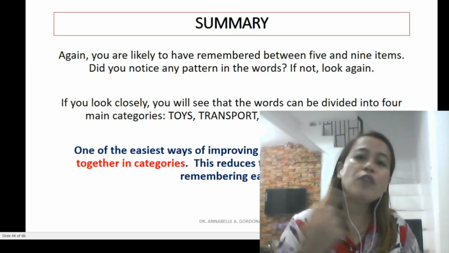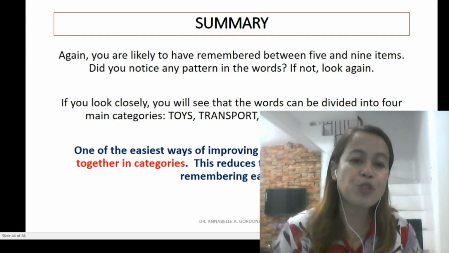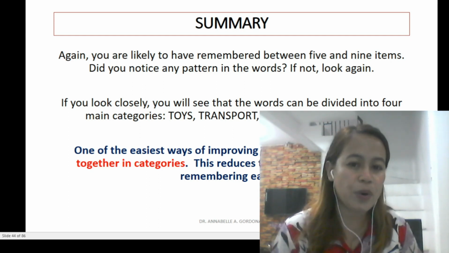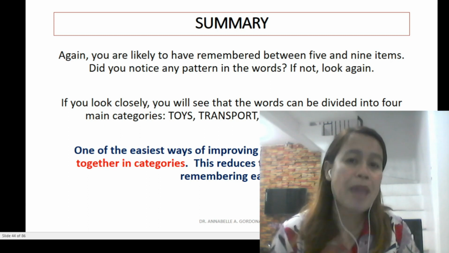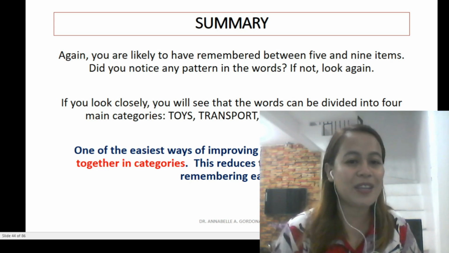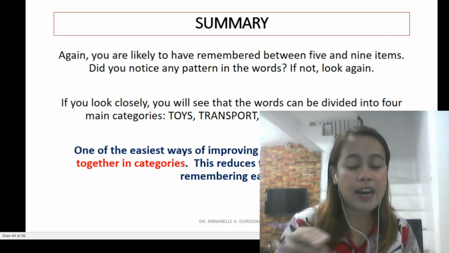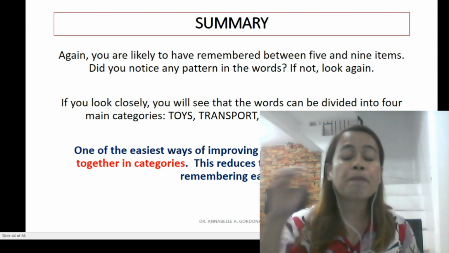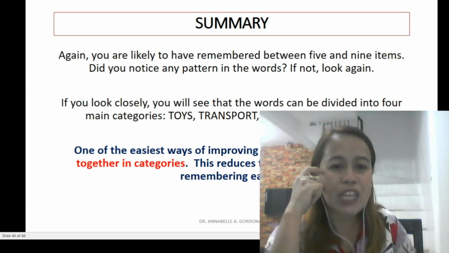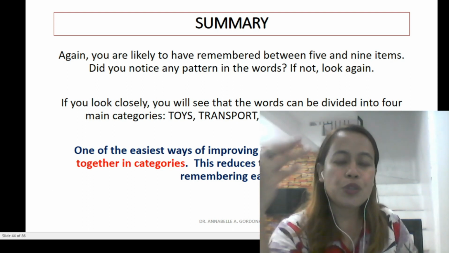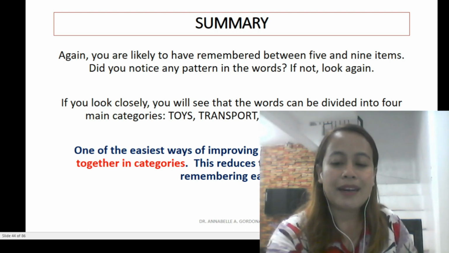Toys. So one of the easiest ways of improving memory is to group items together in categories. So this reduces the memory load, making remembering easier. So you can also teach your students how to do this, because sometimes they are answering examinations. So this is one way to exhibit memory during examination.